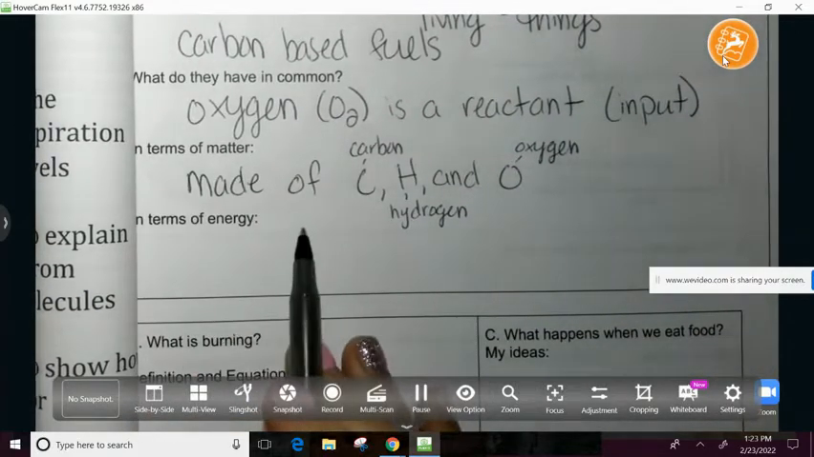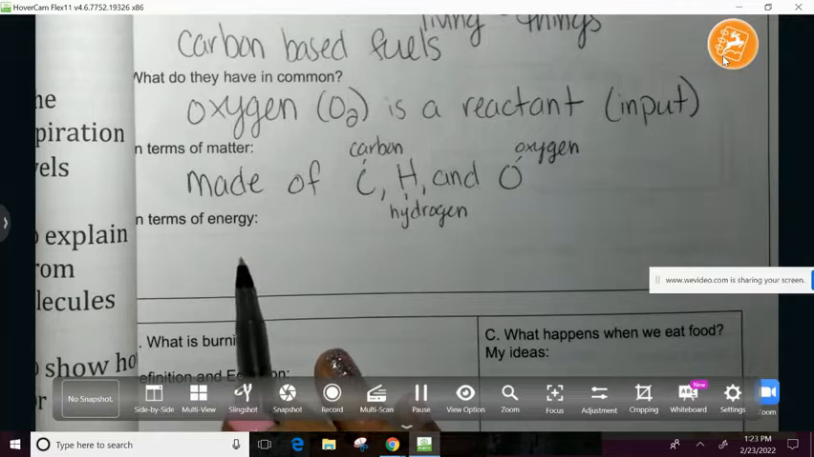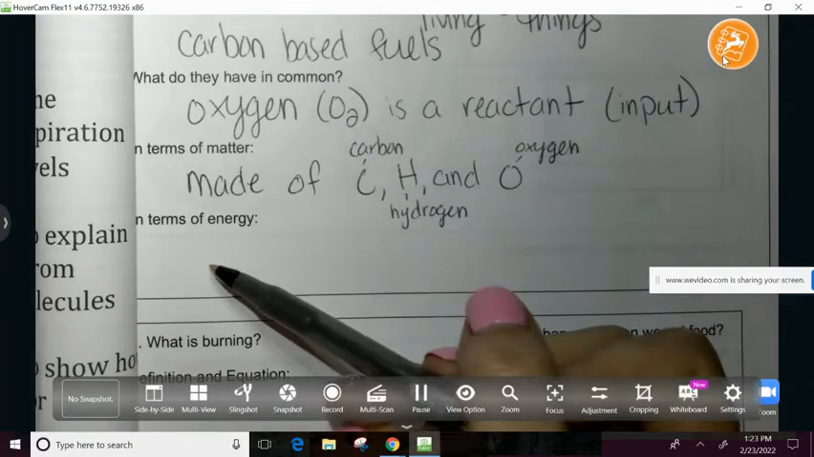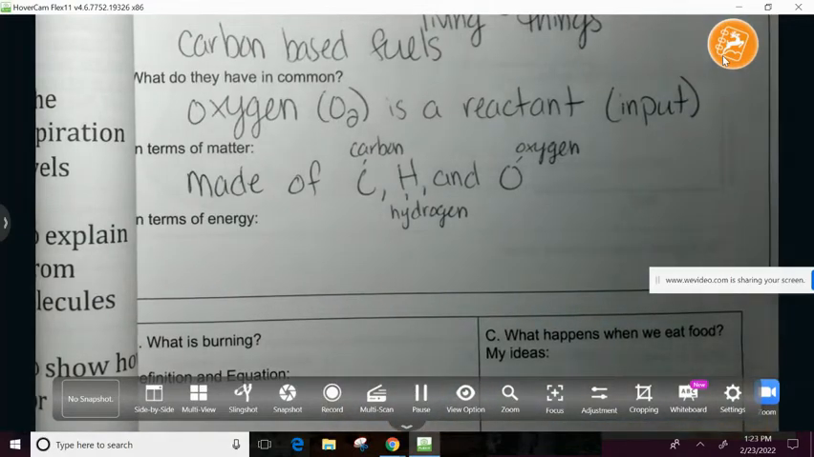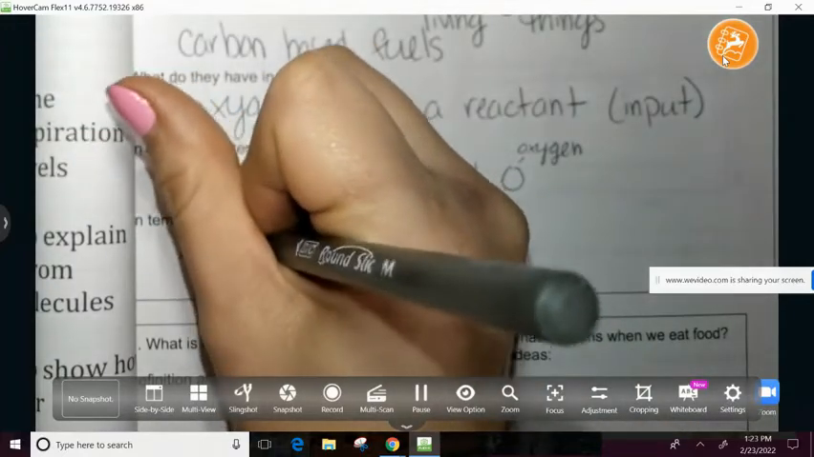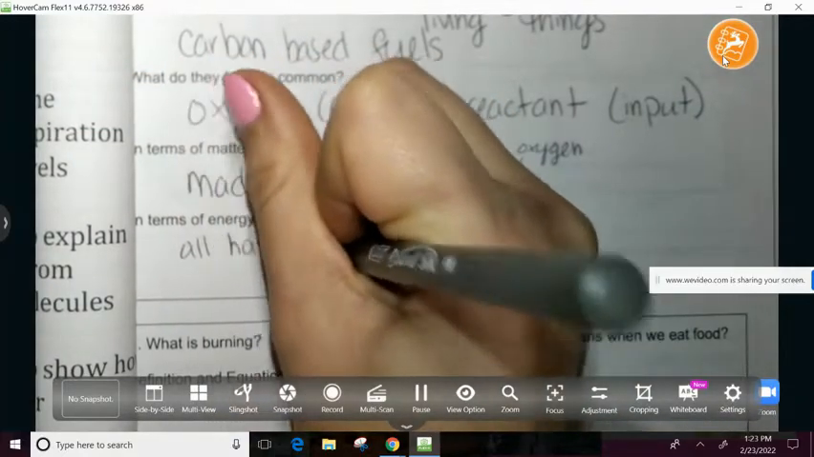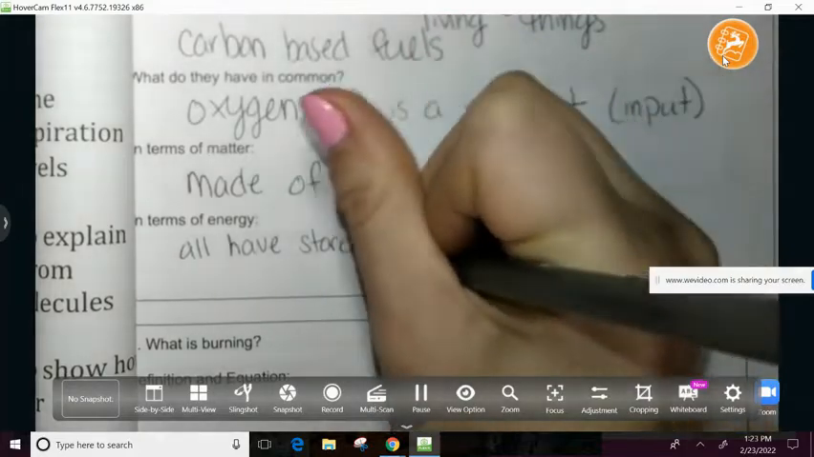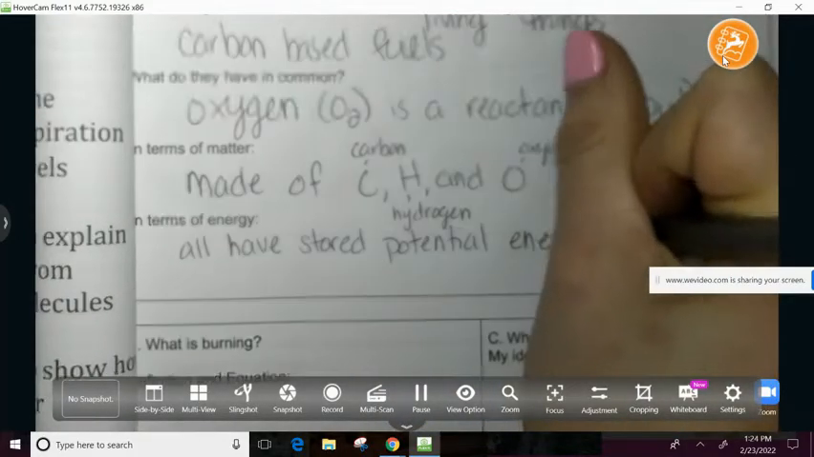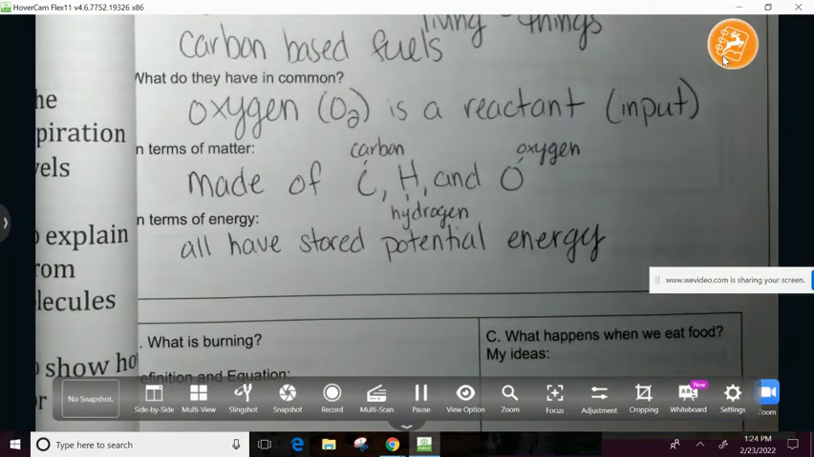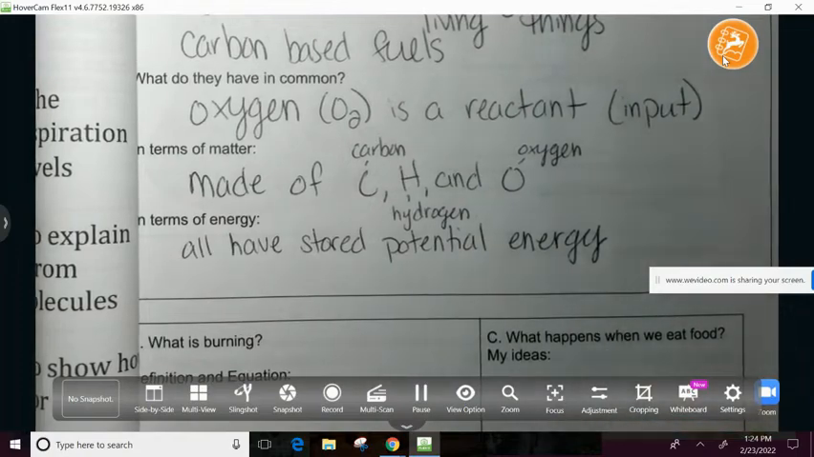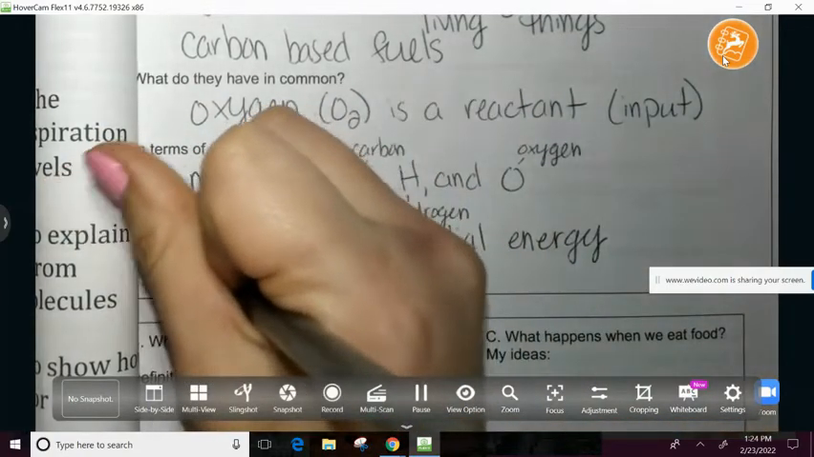And then in terms of the energy, everything has stored potential energy. Remember, you can't always see energy. So it might be stored as their potential to release energy or cause a reaction. And another thing that they have in common for energy is that oxygen is the energy releasing reaction.